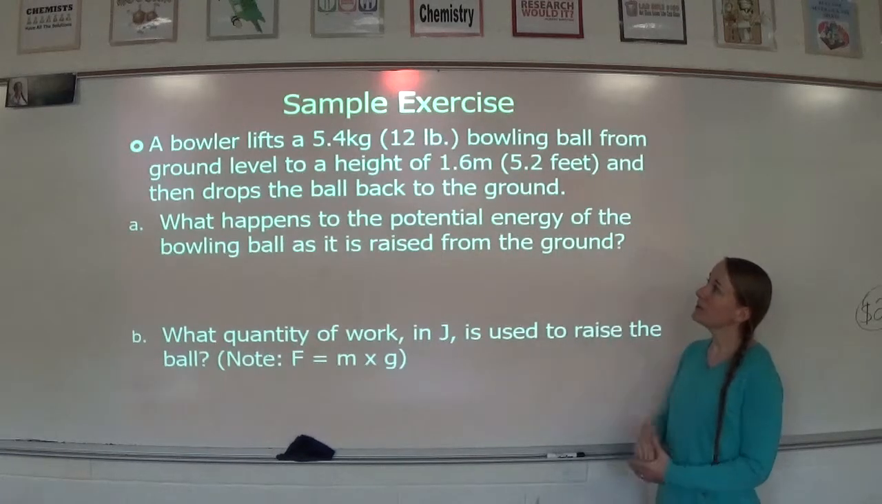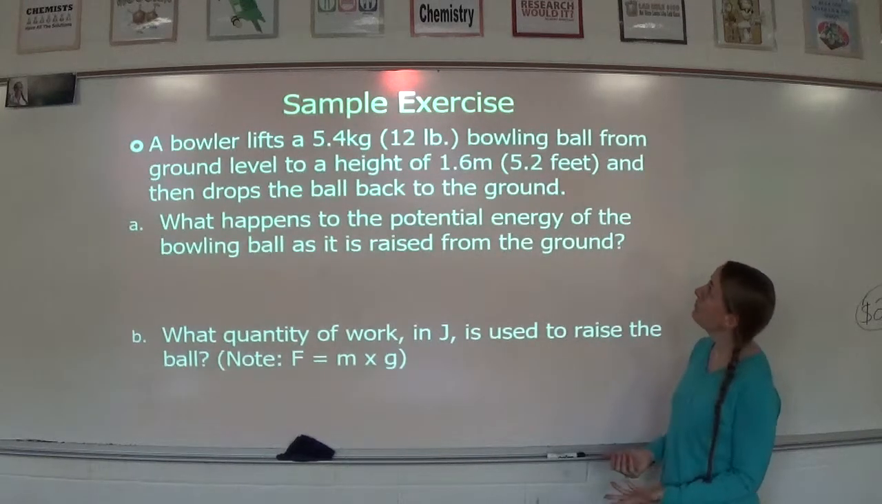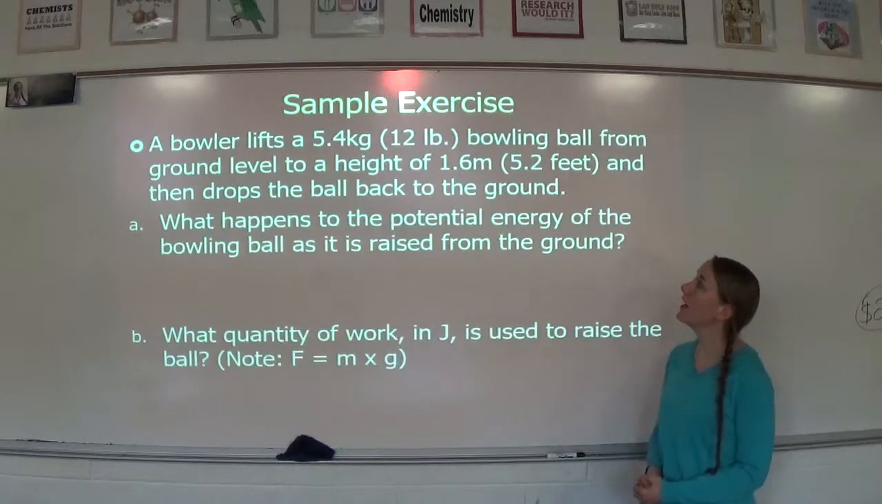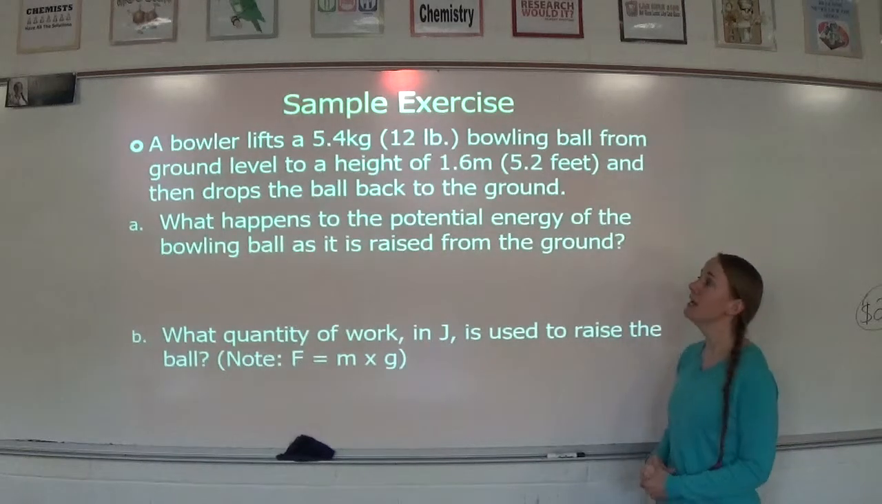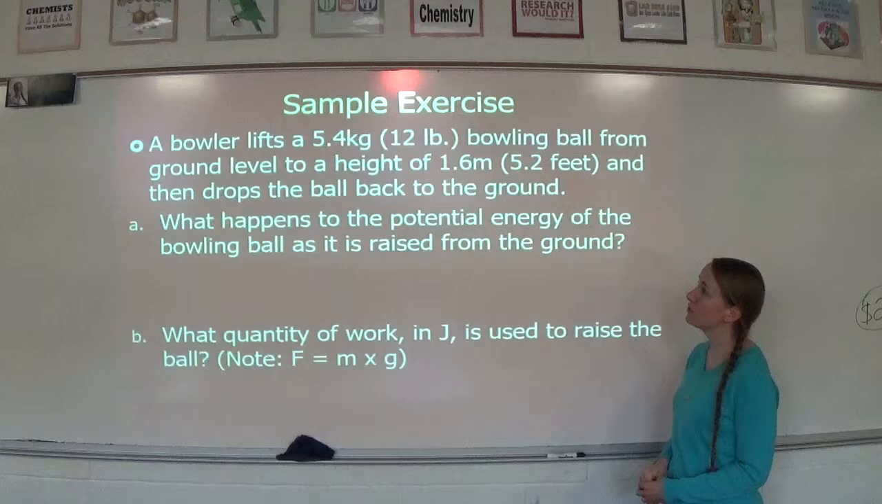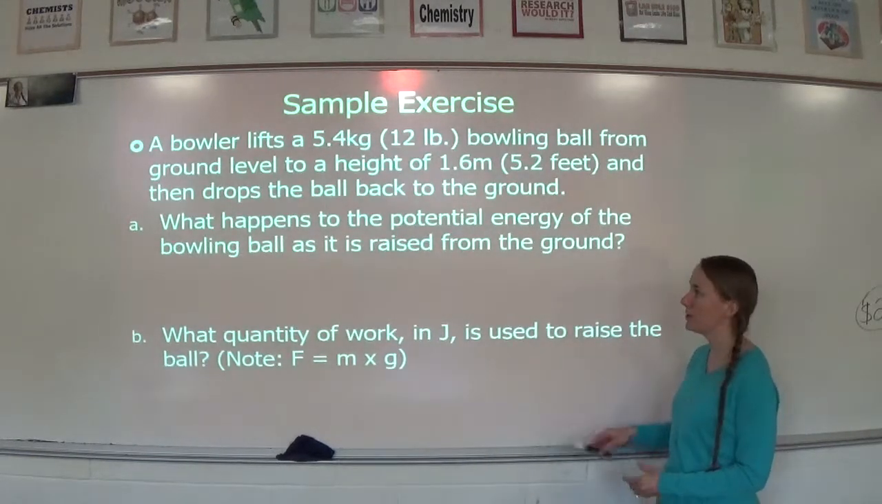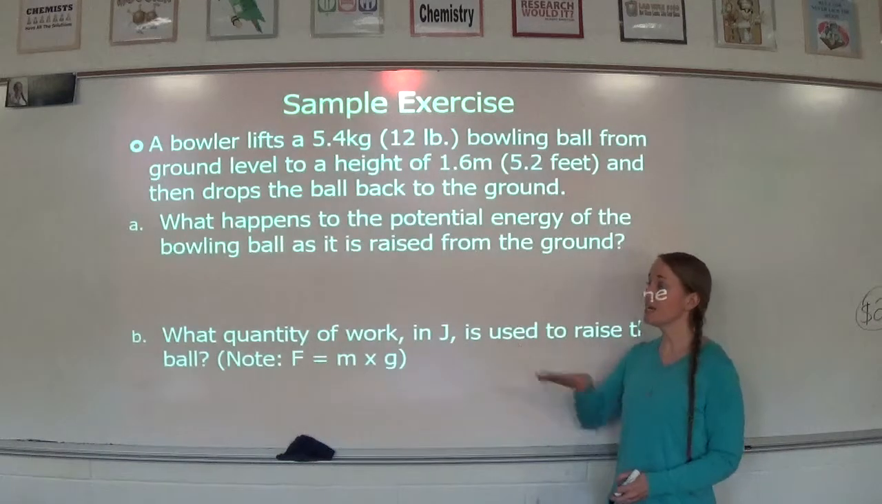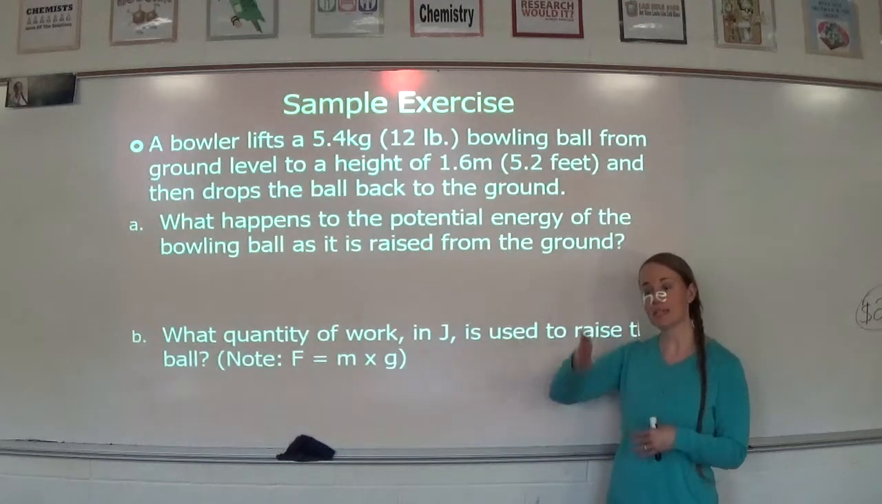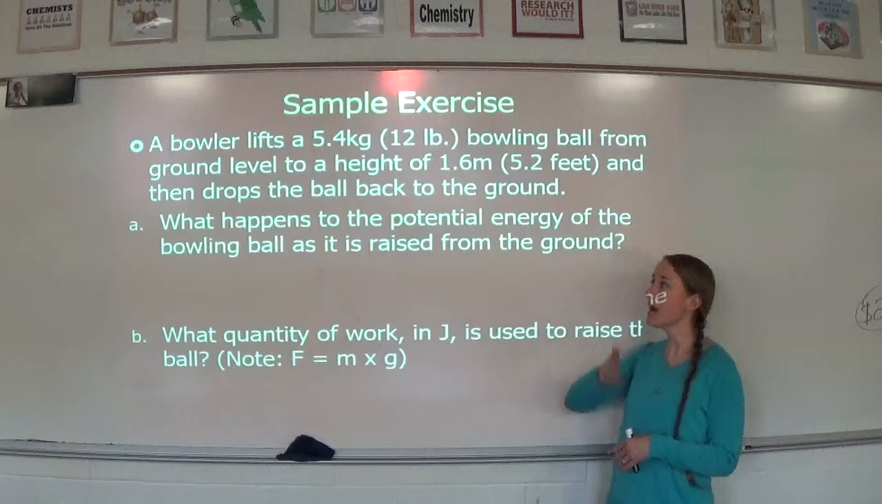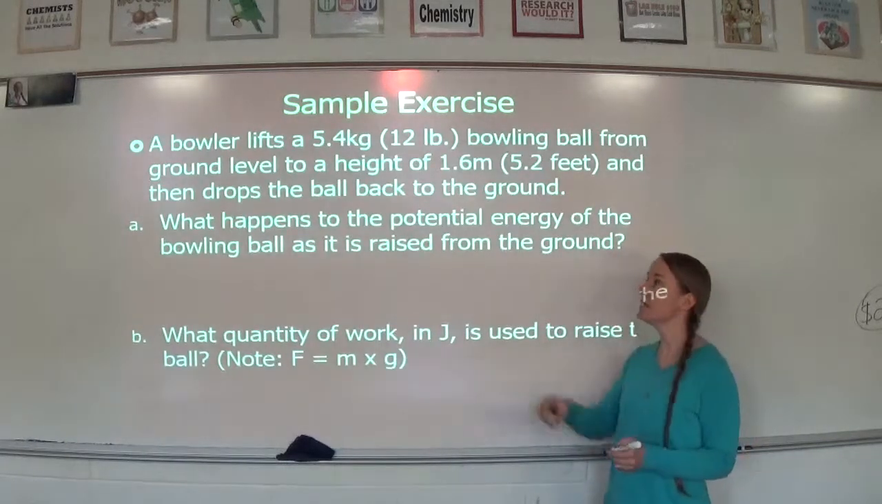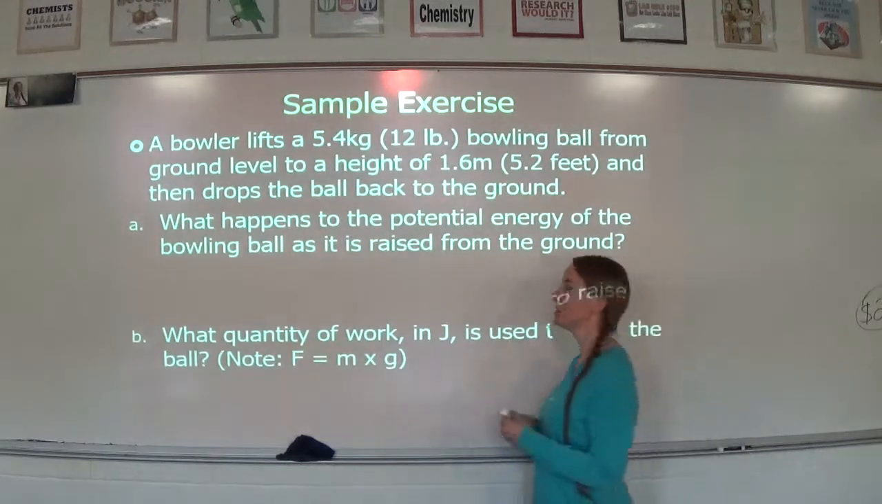So it says a bowler lifts a 5.4 kilogram or 12-pound bowling ball from ground level to a height of 1.6 meters or 5.2 feet, and then drops the ball back to the ground. What happens to the potential energy of the bowling ball as it's raised from the ground? Well, if you remember on the previous slide, I told you that potential energy is mass times acceleration due to gravity times height. So as height increases, your potential energy also increases.